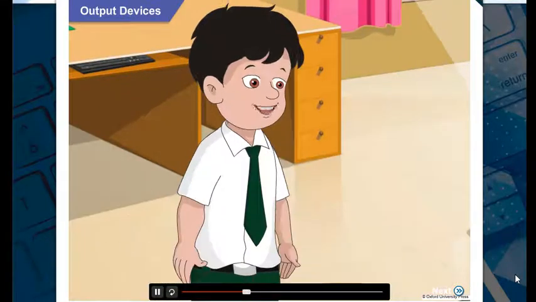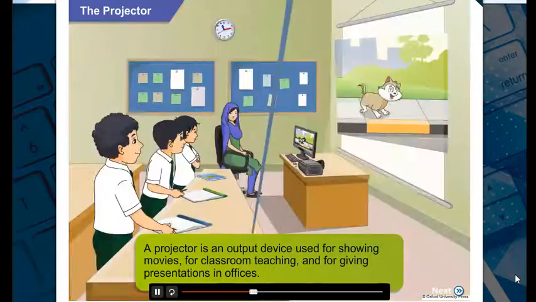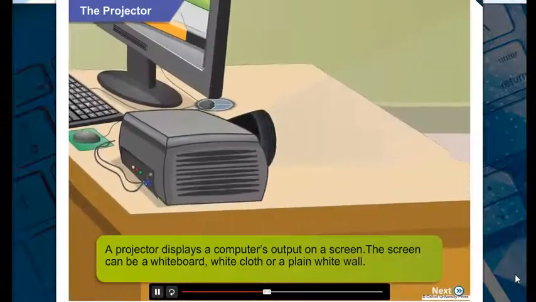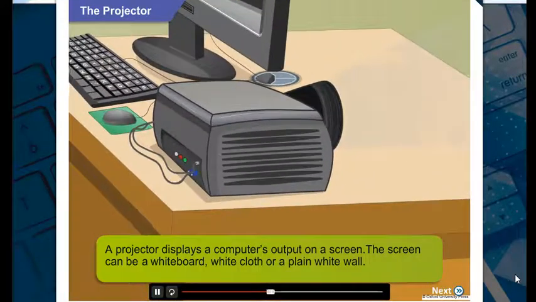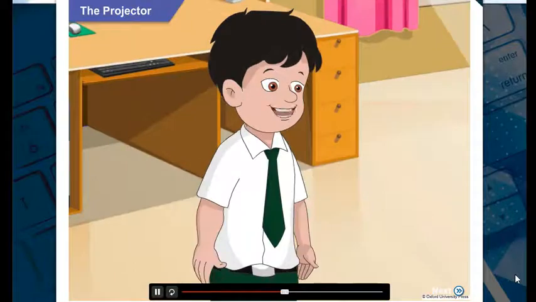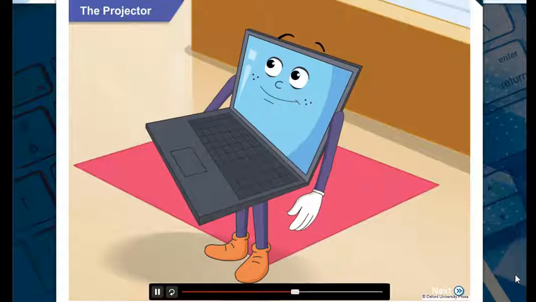Toggle, what are projectors? A projector is an output device. It can be used to show movies, to teach in schools, and to give presentations in offices. It displays the computer's output on a screen. The screen can be a whiteboard, a white cloth, or even a plain white wall. Are you sure about the projector being an output device? Yes, a projector is indeed an output device.